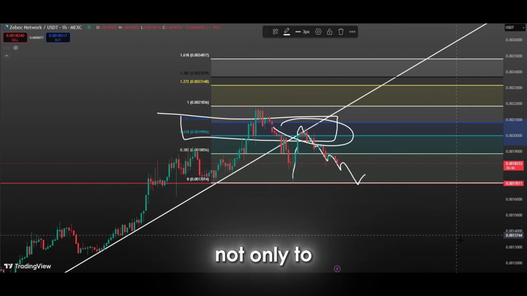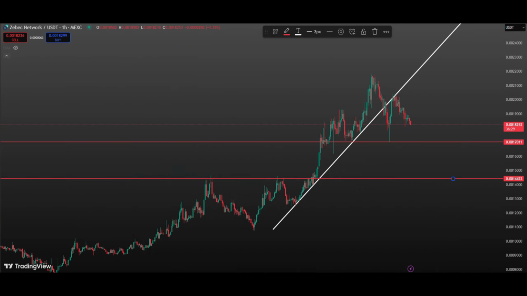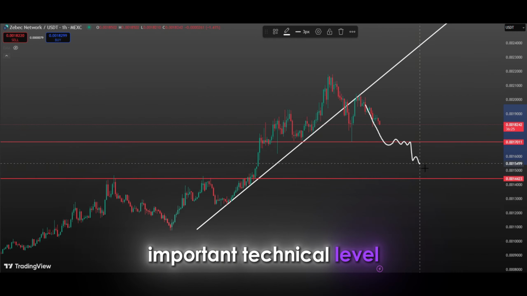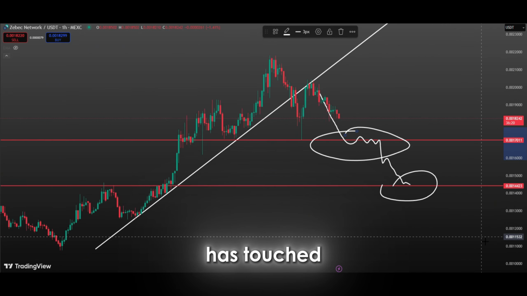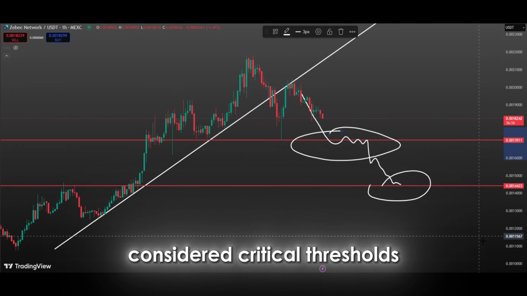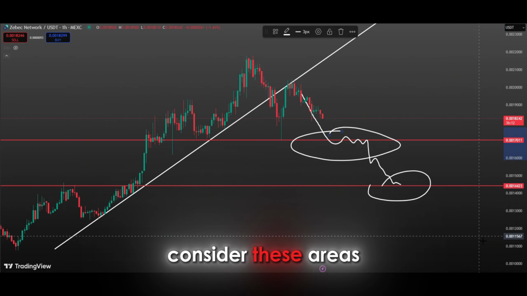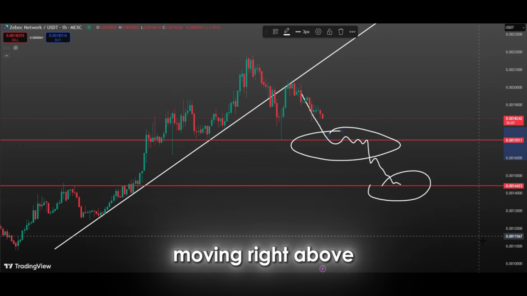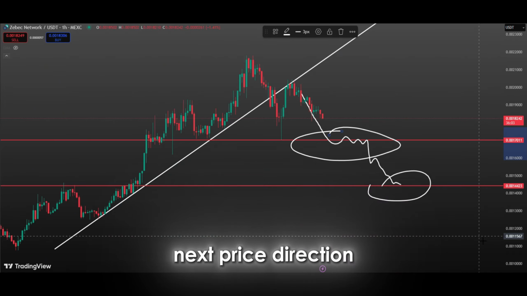Therefore, it is essential not only to focus on the levels, but also to get support from volume, momentum indicators, and candlestick patterns. Looking carefully at the chart, we can see that the price is currently approaching an important technical level. The line representing this level symbolizes an area where the price has touched and changed direction several times recently. Such levels are considered critical thresholds in technical analysis because the vast majority of market participants consider these areas as potential reversal or breakout points. At the moment, the price is moving right above or very close to this line, and the actions taken here will play a decisive role in determining the next price direction.